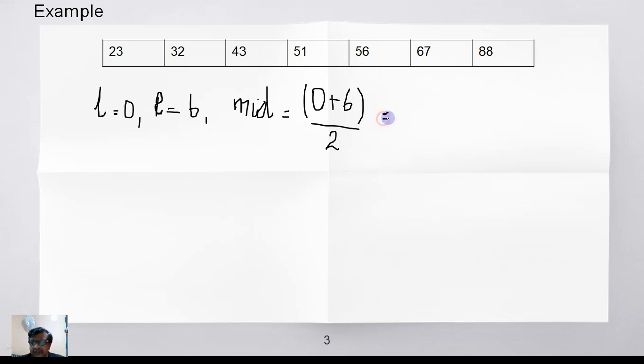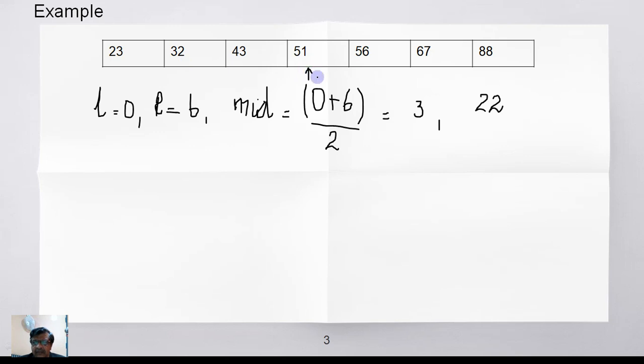Okay, so it is 3. So mid position is 3. And let us say we are searching for an element which is 22, which is not there. Key equal to 22, we are searching. So 0, 1, 2, 3. So here is the mid position.